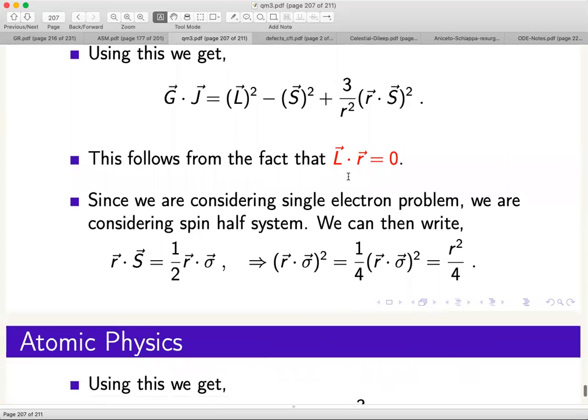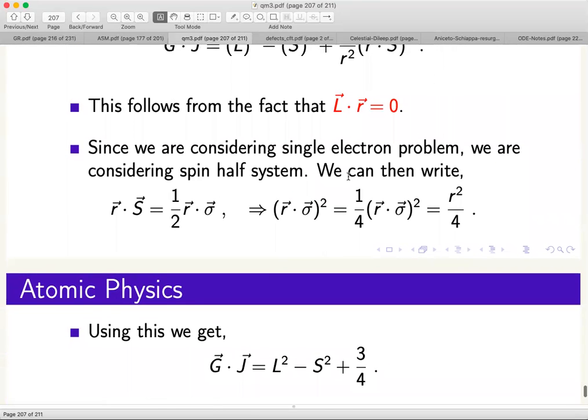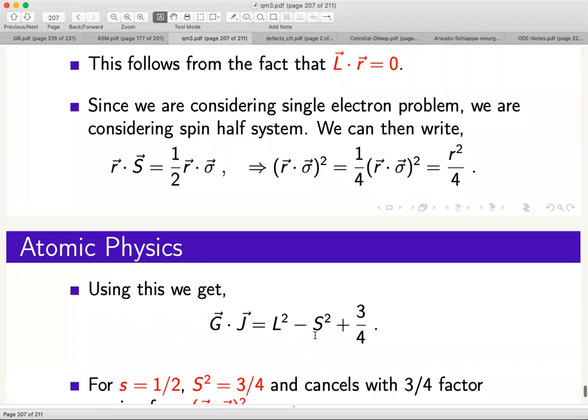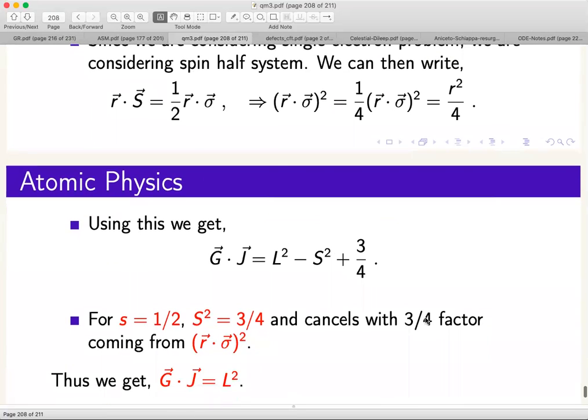So what you get is the expression that G dot J is L squared minus S squared plus 3/4. But remember that we have used the fact that we are working with a single electron problem, which is a spin half system. Then you might as well use the spin half system here also. If S is equal to half, then S squared is 3/4, because S into S plus 1 is 3/4, and that just cancels this factor. What you get is G dot J is just L squared. Is that fine? So there's a series of manipulations to just simplify the expression.